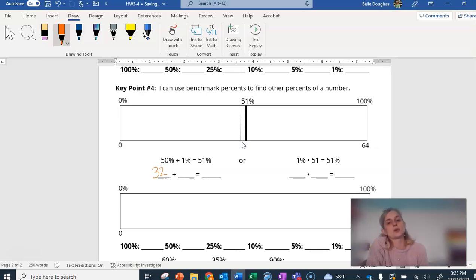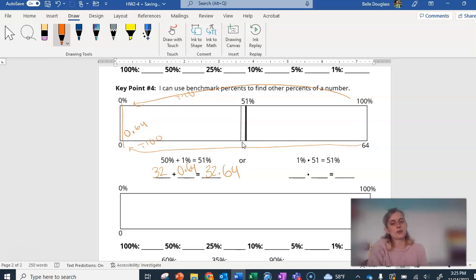Then we can also find 1% of 64 by dividing 100 divided by 100, and 64 divided by 100. That would equal 0 and 64 hundredths. And then we can add them together. 50% plus 1% makes 51%. So 32 plus 64 hundredths equals 32 and 64 hundredths.